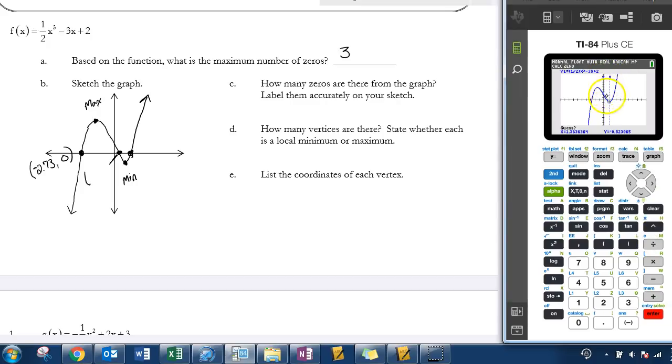Guess means, is that minimum, or that 0 you're looking for, in between these two arrows, or these two dashed lines on my calculator? If it is, you hit enter again. 0.732, comma 0.